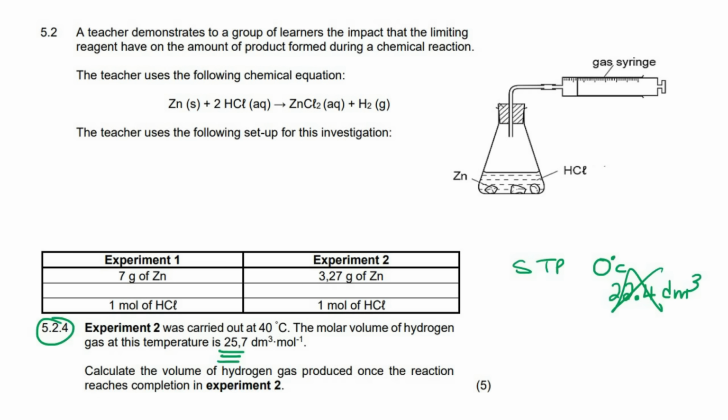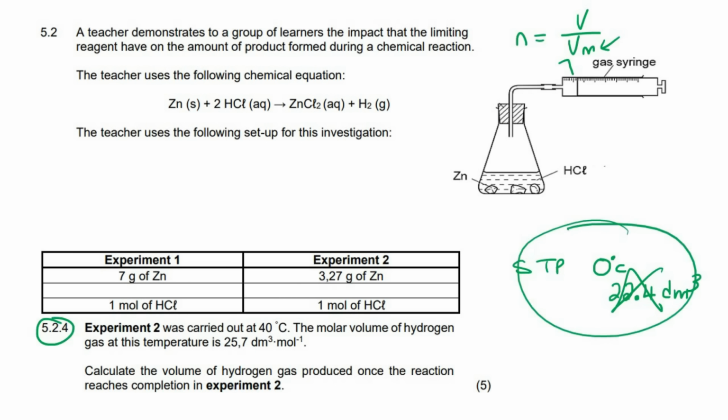is why we are not using 22.4, because that's only for STP, but instead they've asked us to please use 25.7. So you know in that formula where you go n equals V over Vm, Vm is molar volume of gas, which in this question is going to be 25.7 and not 22.4, which is when we only have it at STP. Okay, hope that makes sense.